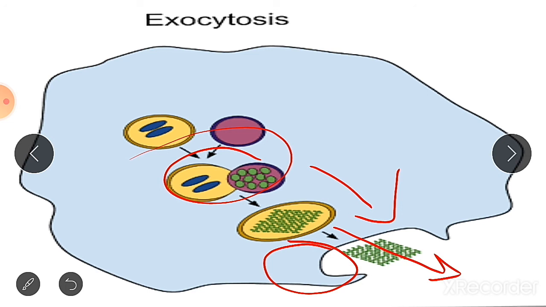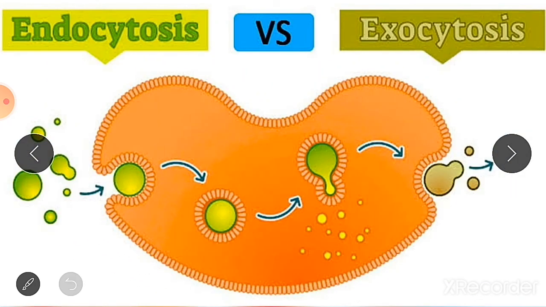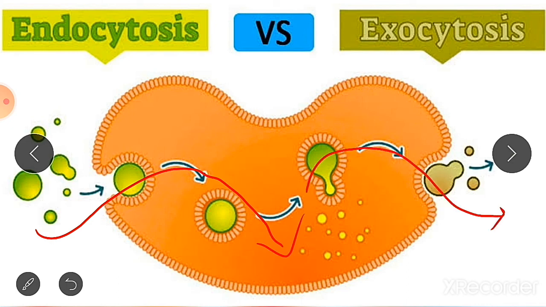So we have seen diffusion, osmosis, mediated transport, endocytosis and exocytosis. These are all the functions that are performed by the plasma membrane. I hope you all understood. So here is the endocytosis and exocytosis comparison. Endocytosis is the entry of the substance into the cell through the plasma membrane, and exocytosis is the exit of the substance from the cell through the plasma membrane. So these are the two types.